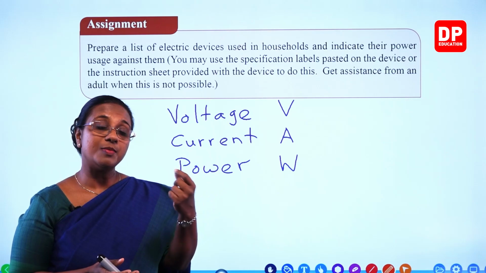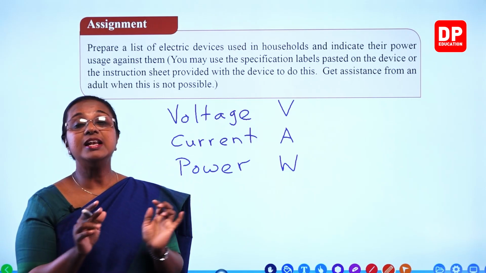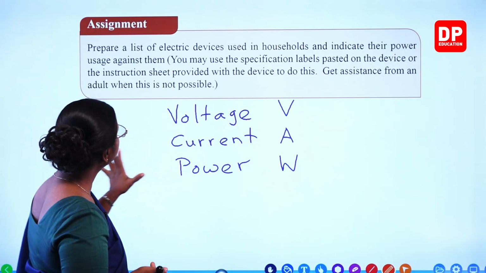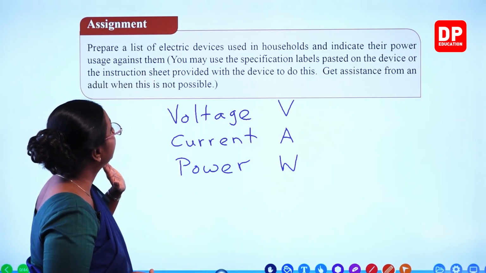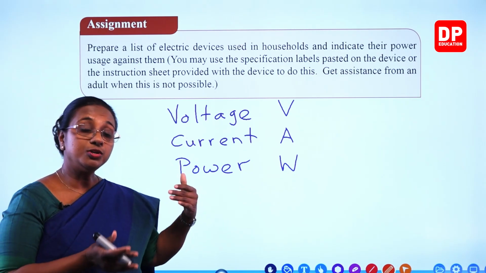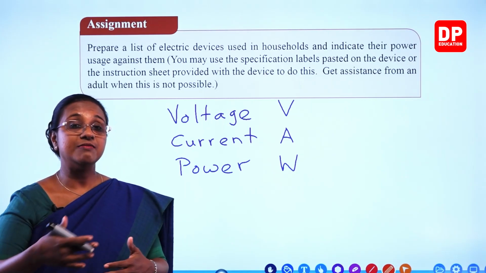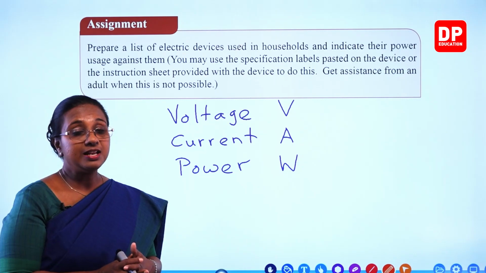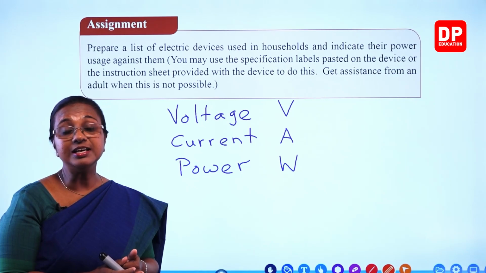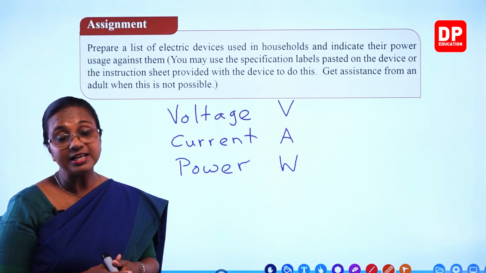Now the bulbs, they normally don't have a sticker pasted or a tag there, but you are given a small leaflet, a booklet. So there you get all the specifications. So what they want you to do is prepare a list of electric devices that are used in the household. Not only your household, if you know that there is a different type of device in your friend's house or a relative's house, you can look at that device, that information, just to get the information so that you have a very good idea about different electrical appliances.